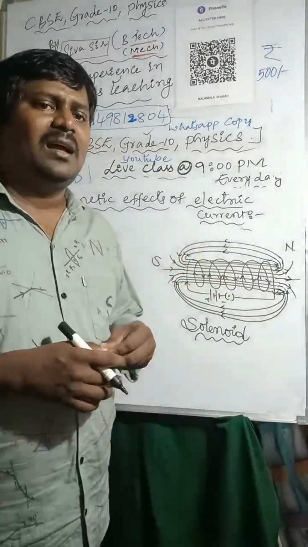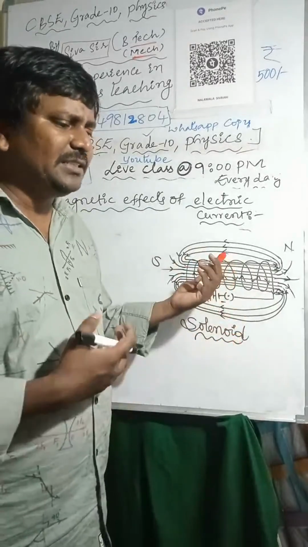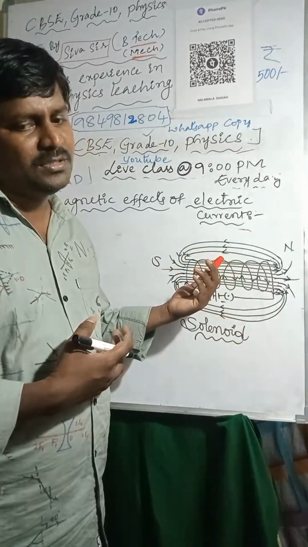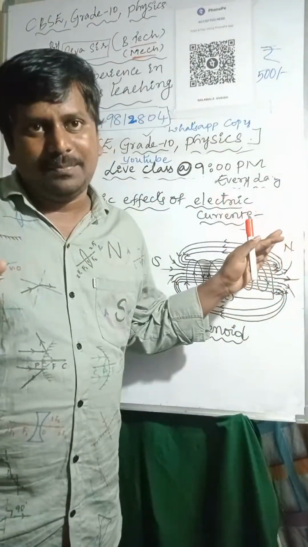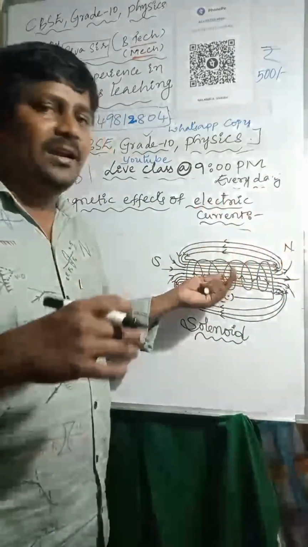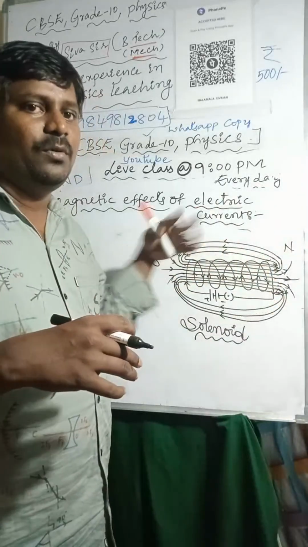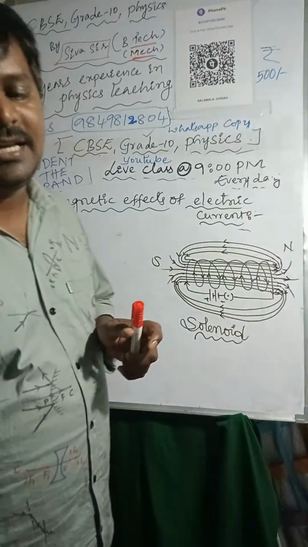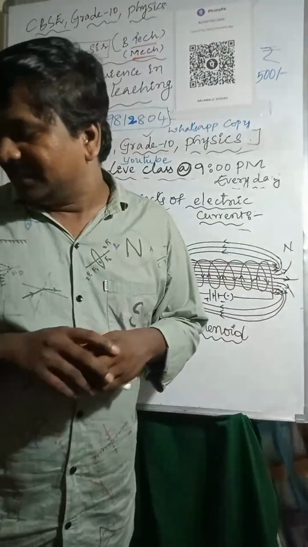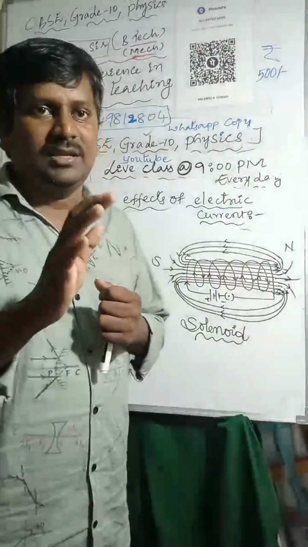Sir, how can we identify these poles? Actually, by using a compass. If you place a compass, we can identify the magnetic field of this side and this side, both ends. So the perfect method is to identify by using a compass. Here one logic is there, I will tell one thing.